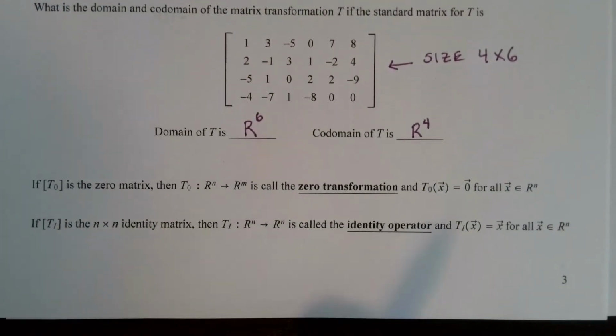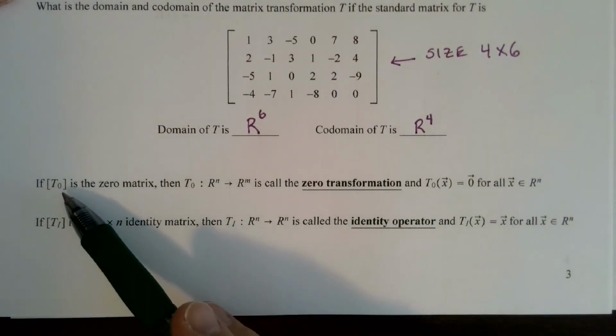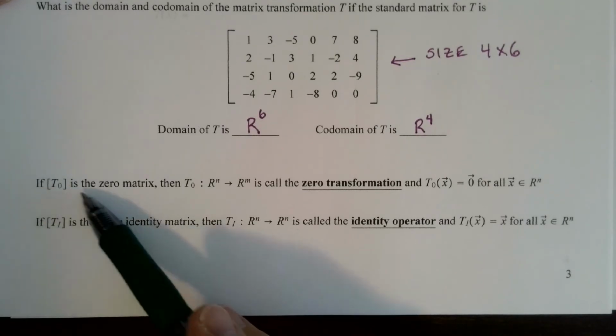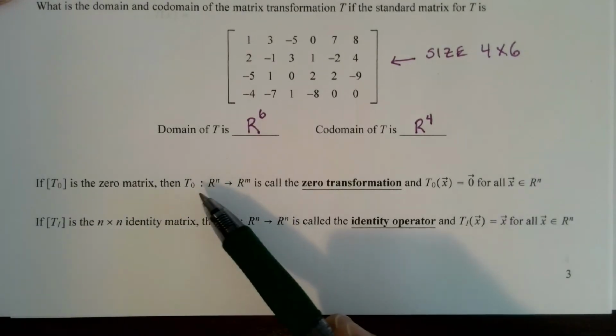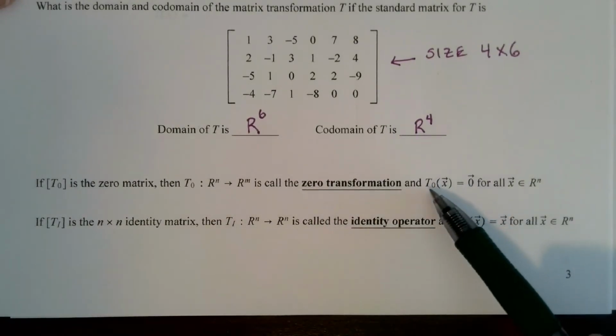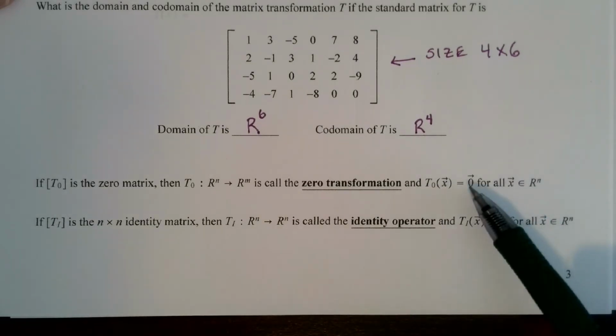Here are two simple ones, a transformation and an operator, very basic. If the standard matrix is the zero matrix, we'll use capital T with a subscript 0 for that transformation. What's going to happen when I multiply by the 0 matrix? Every output will be the 0 vector. So this particular transformation is just called the 0 transformation, and for every x in the domain of n space, the output is the 0 vector.